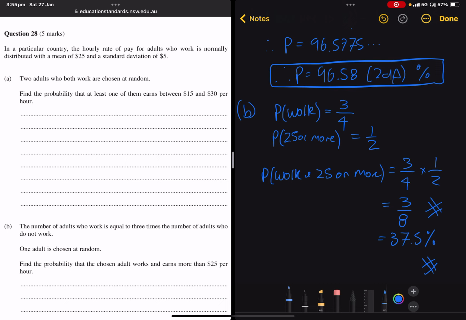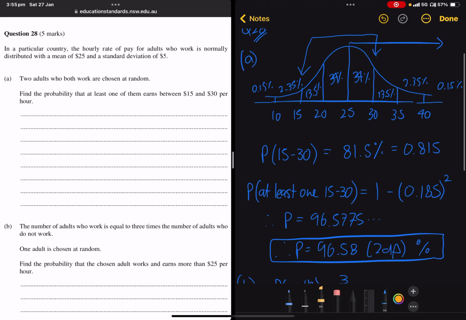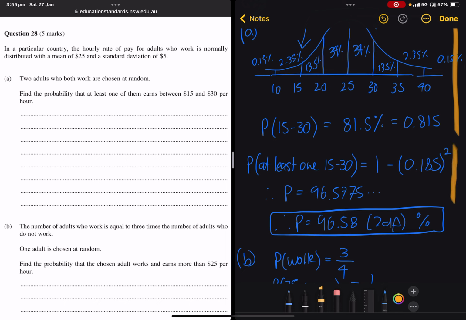Now the marks for this question, this is a 5-mark question. Again, the first part is worth 3, the second part is worth 2. For the first part, you need something along the lines of the probability that a single adult earns between $15 and $30. For the second part, you will need to extend this somehow to begin to find the probability that 2 can earn this amount. Now there's a few different ways you could do this. The markers will be quite generous on this type of question because you could find the probability that both of them don't. That might count.